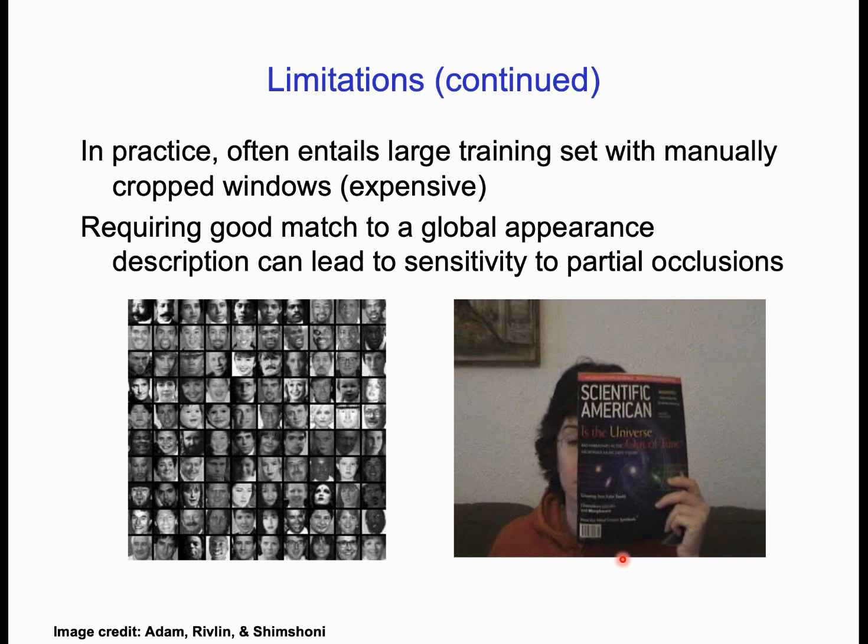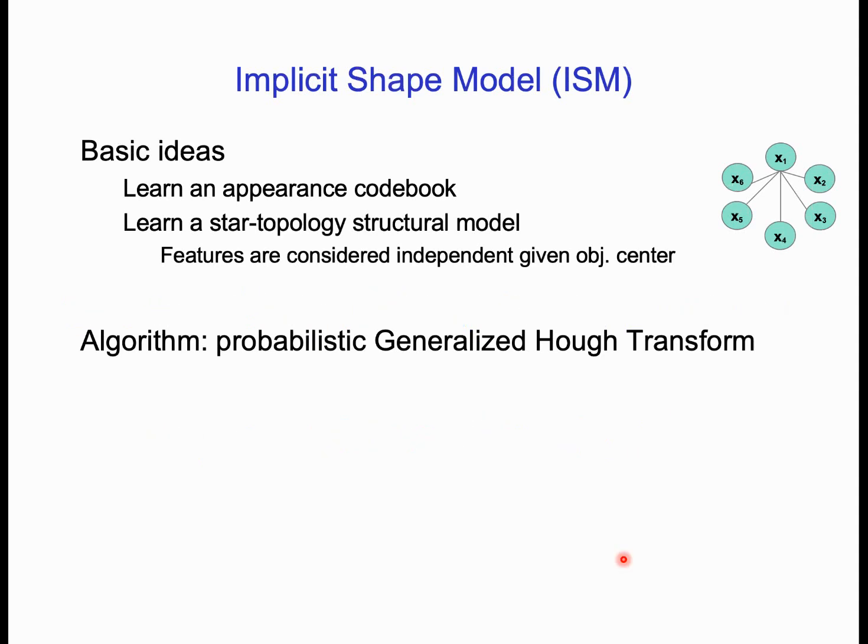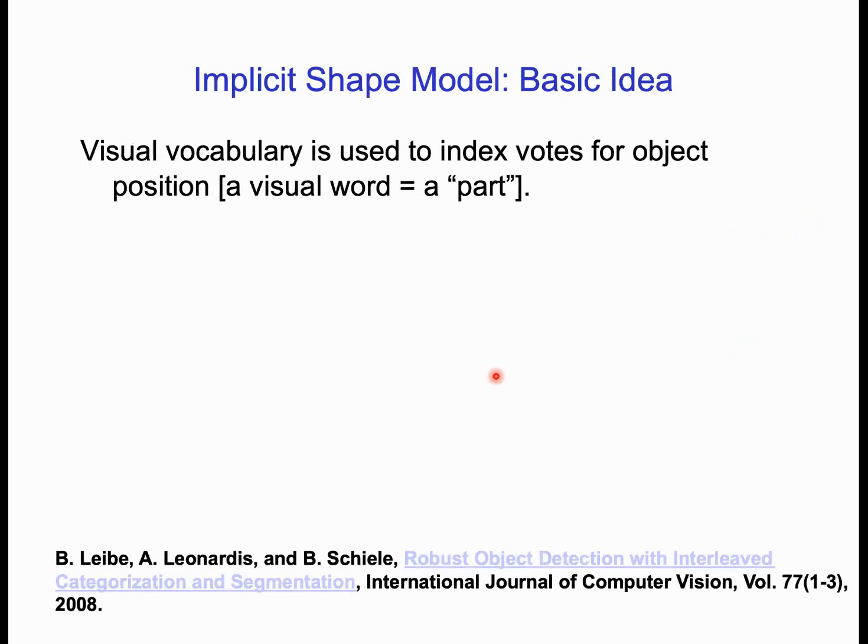While sliding window is extremely useful, the generalized Hough transform improves on these limitations quite a bit. The idea about the generalized Hough transform is that it's an implicit shape model. The basic idea is that we learn an appearance codebook and we learn a star topology structural model, so features are considered independent given the object center. The algorithm that we construct in the end is a probabilistic generalized Hough transform.